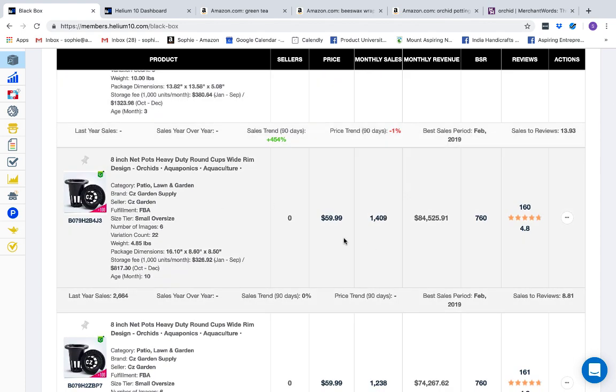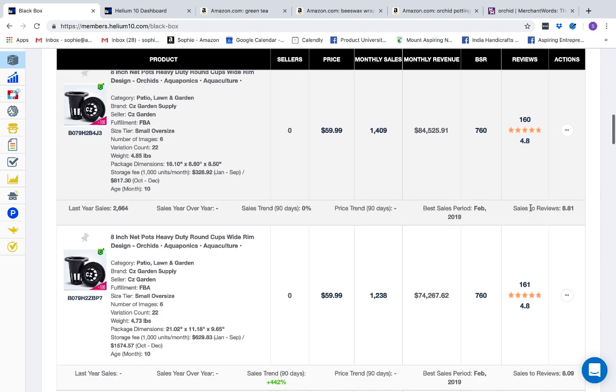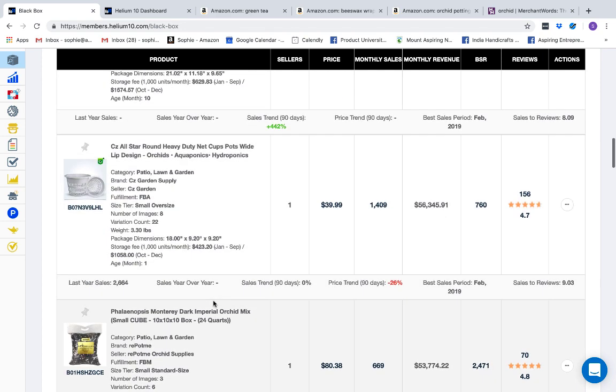Here, these pots, $60 for 8-inch heavy duty, $84,000. Not that many reviews, a lot, but not ridiculous. And they're probably a very simple product to source. Nobody's going to get into big trouble, because what they see is exactly what they get. This is such a low risk product, and for a passionate crowd.